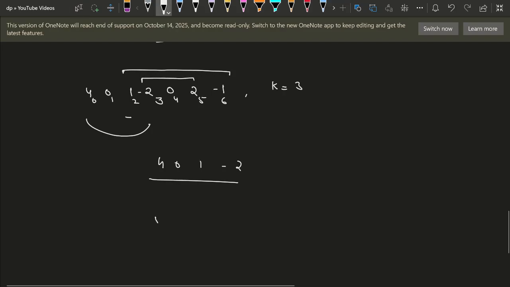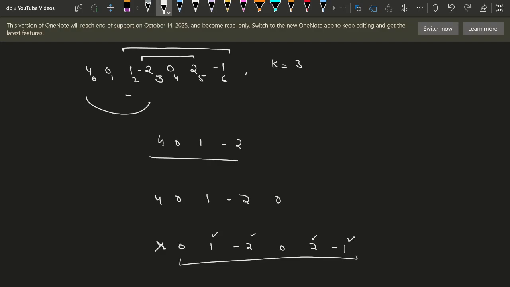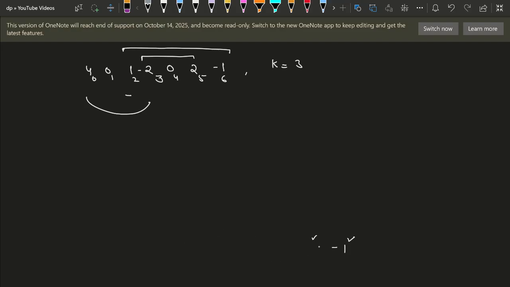This is also one of the subarrays. And so 4, 0, 1, -2, 0. This is also one of the subarrays which has a sum divisible by 3, and then again 4, 0, 1, -2, 0, 2, and -1. So these two check out. If we include the last 2, it's not going to be divisible by 3, but if we remove this, then this subarray can be divisible by 3. So yeah, in this manner we have to return how many subarrays exist such that their sum is divisible by 3.